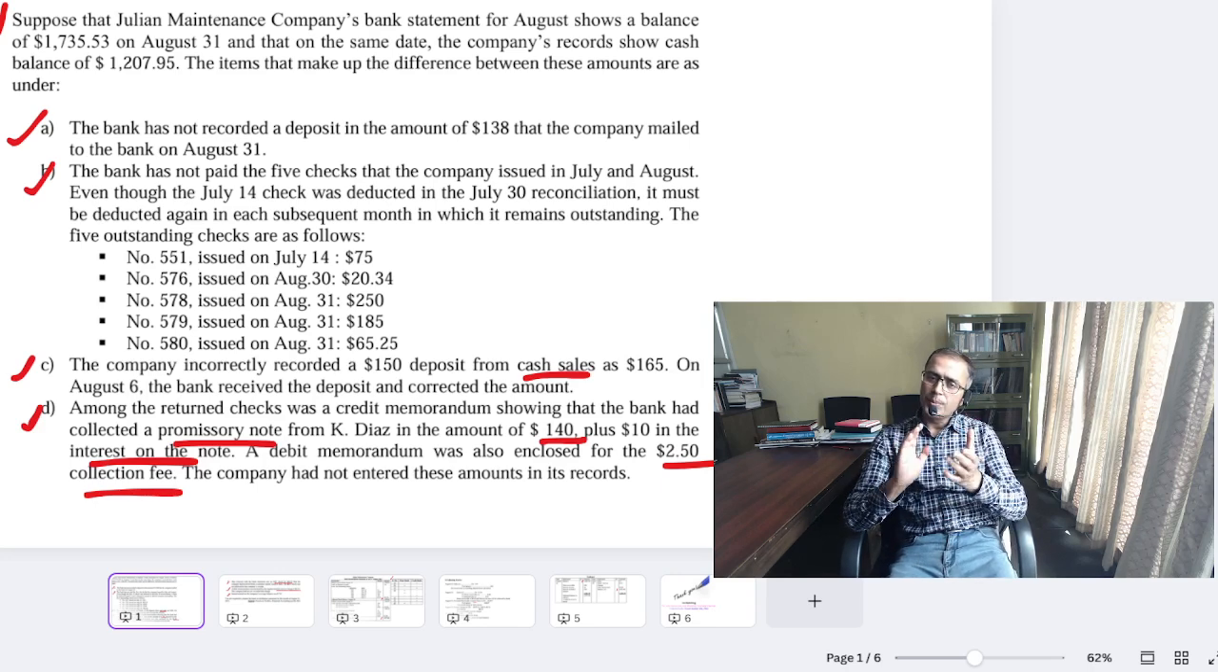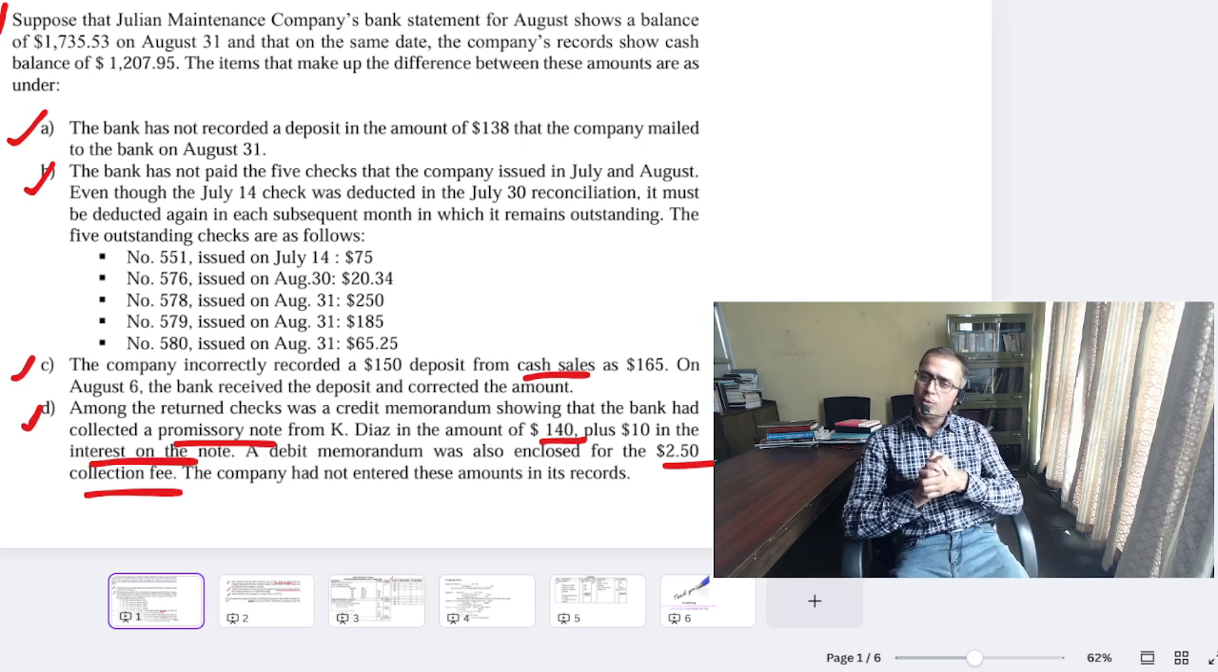So how we could prepare the adjusting entries including cash account, how we could prepare it.